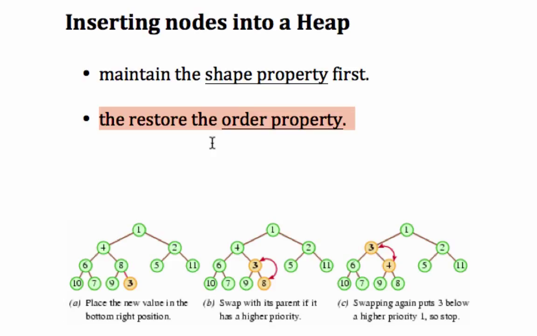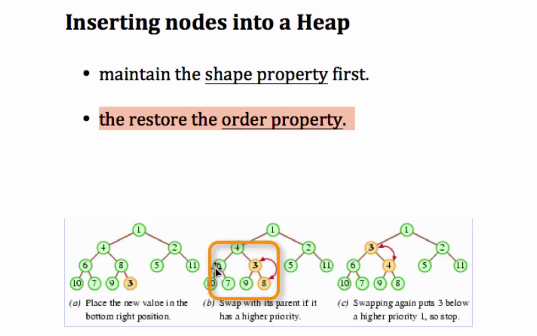Remember, if this is a min heap, the value of any parent must be smaller than the value of its children. Well, look at this subtree. 8 is the parent, and it is not smaller than 3. So I need to restore the order, and I'm going to do that by swapping 8 and 3. And now I have this subtree, which happens to be a min heap by itself.